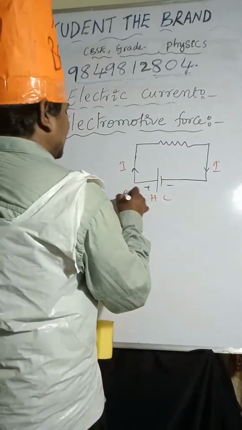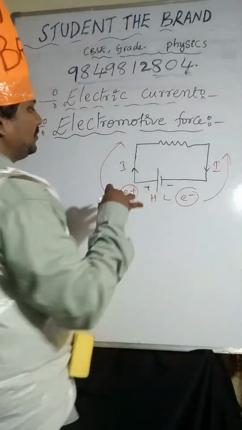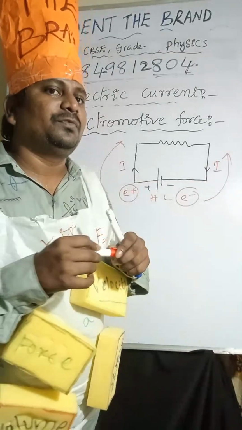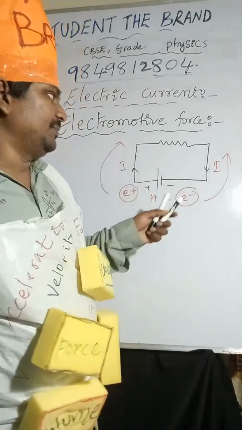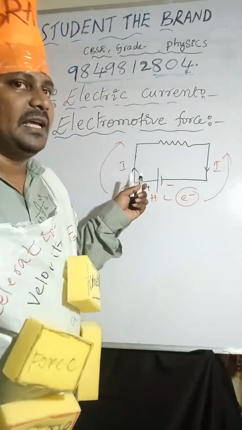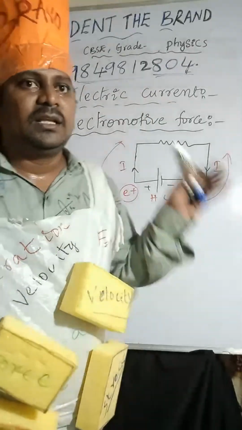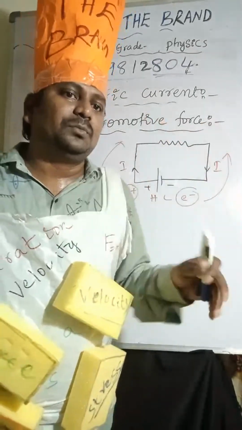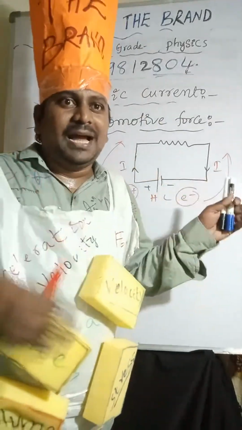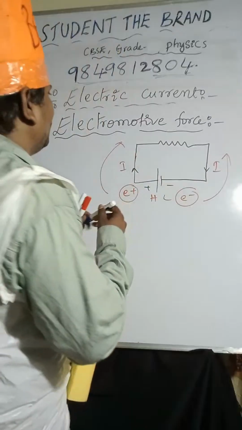Positive charge will move, while at the same time electrons move from the negative terminal to the positive terminal. We know that. But inside the cell, positive charge should move from negative terminal to positive terminal. The work done by the battery on a positive charge to move it from the negative terminal to the positive terminal is called electromotive force.